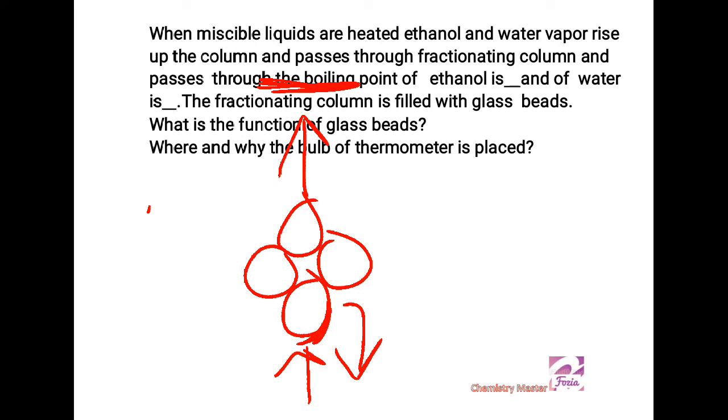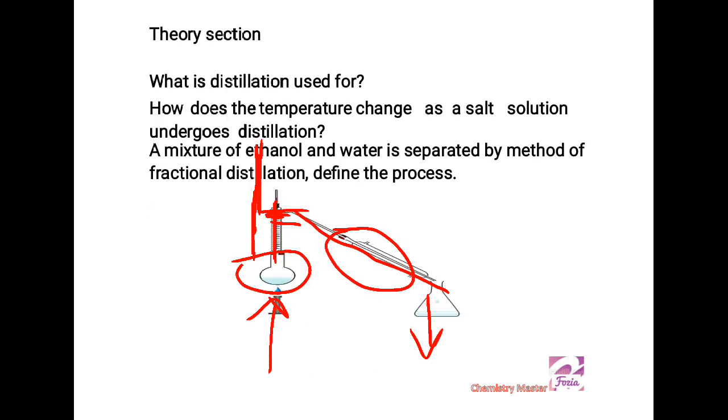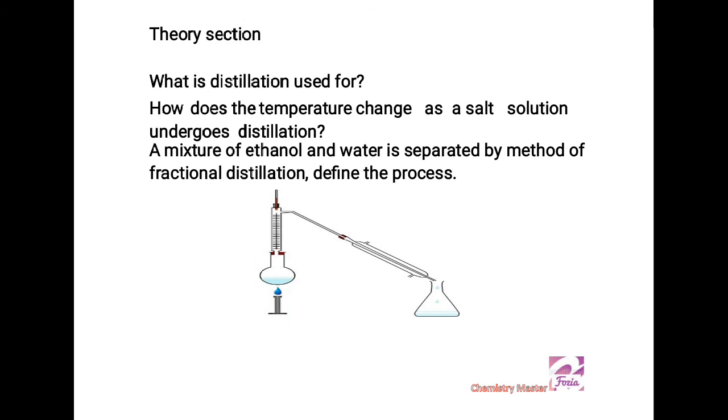Now we see where and why the bulb of the thermometer is placed. I told you that the best place for hanging the thermometer is this side arm, because at this height the boiling vapors are leaving the fractionating column. So the best place for the thermometer bulb is at the level of the side arm.